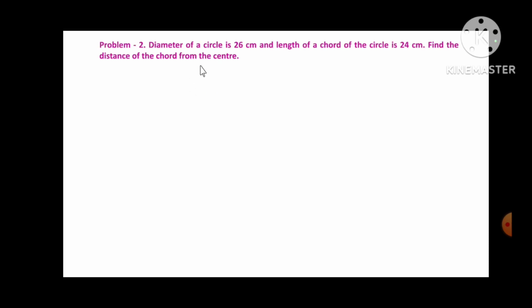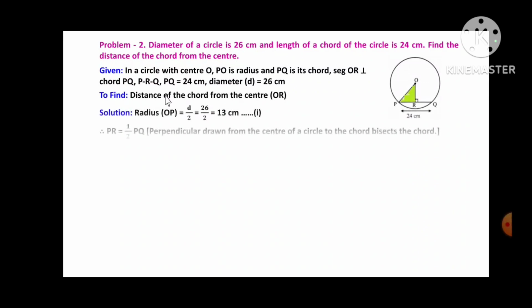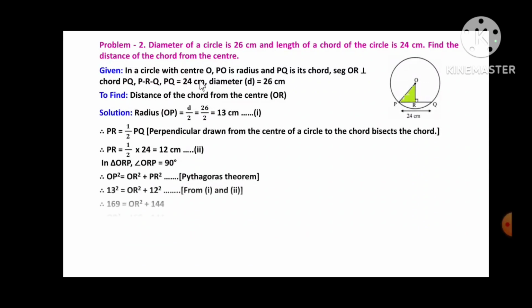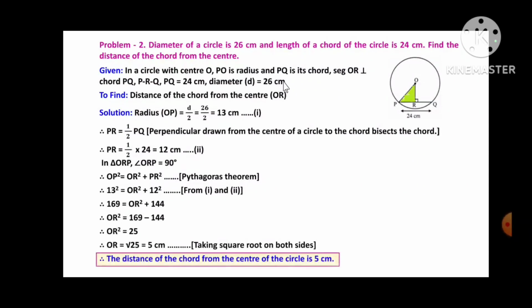We'll see problem number 2. Diameter of a circle is 26 centimeter and length of a chord of the circle is 24 centimeter. Find the distance of the chord from the center. So friends, in the adjoining figure you can see O is the center of the circle, PO is the radius and PQ is the chord. Segment OR is perpendicular to this chord PQ, at R. PQ is given as 24, diameter is 26 centimeter.